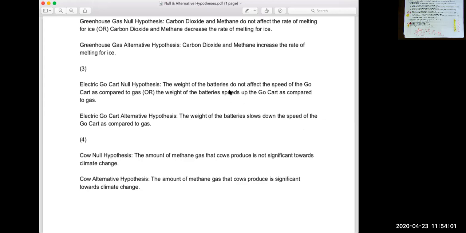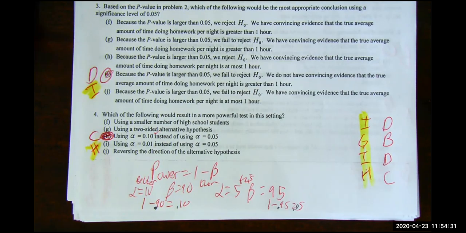I have an issue comparing this with that because drawing a graph and coming up with a mathematical conclusion would be cumbersome. I would say the weight of the batteries has no bearing relative to the go-kart as compared to gas, nothing. Then you say the weight of the batteries slows it down. So you know it's an obvious left-tailed, one-tailed test. So be very careful: you can draw a picture from your null and alternative hypotheses. Let's look at one more.